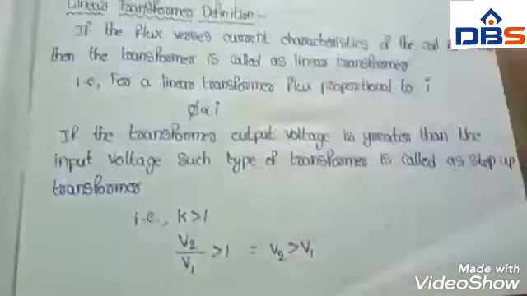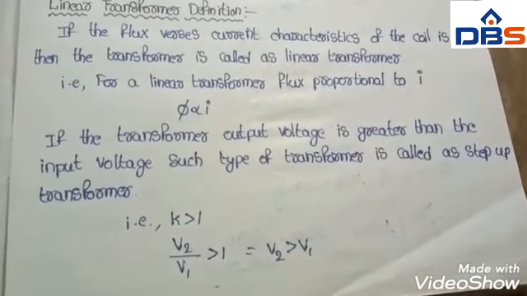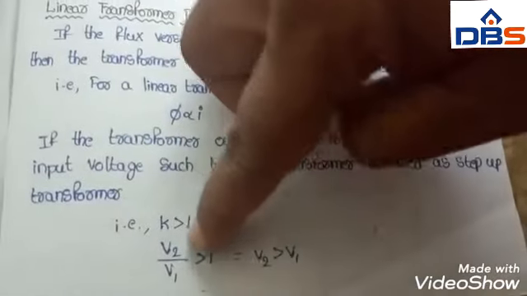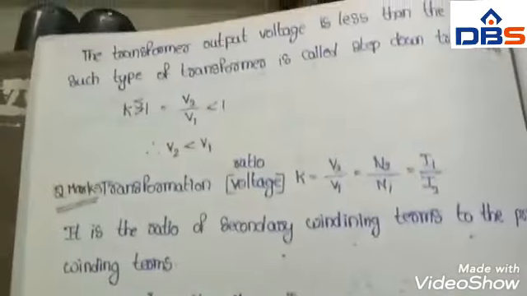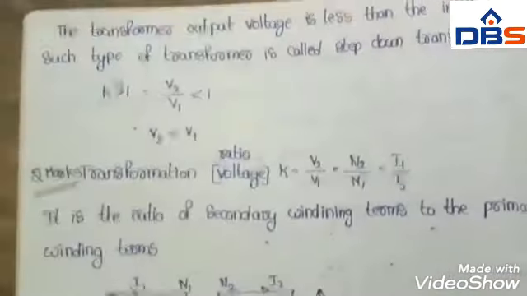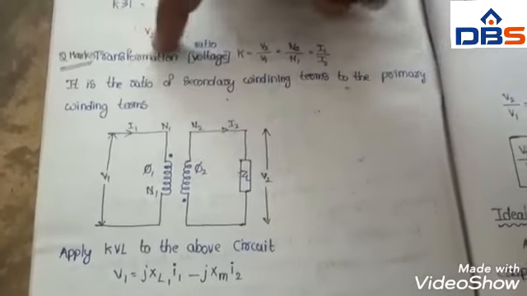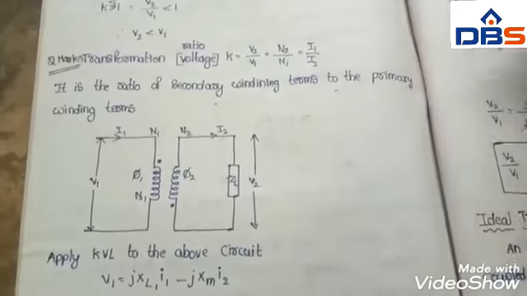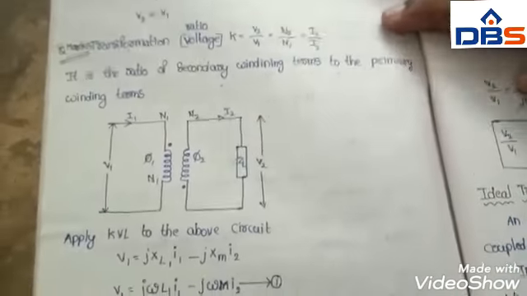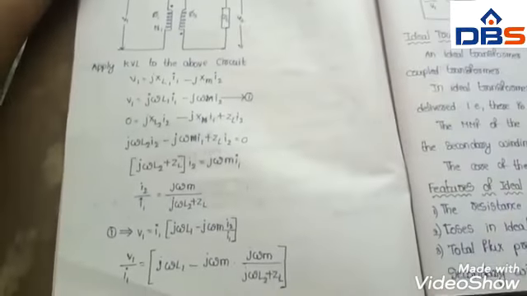Now if the transformer output voltage is greater than the input voltage, that is a step up transformer. So K greater than 1, V2 by V1 is greater than 1, V2 is greater than V1. Suppose it is a step down transformer, K less than 1, V2 by V1 is less than 1. The transformation ratio, that is K, is V2 by V1 or N2 by N1 or I1 by I2. So now we have to calculate the V2 by V1 ratio.